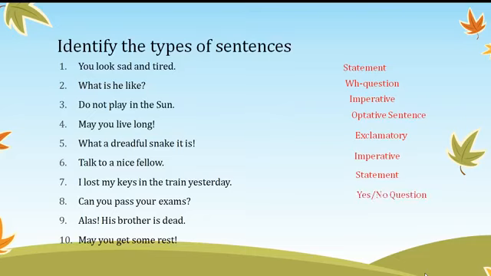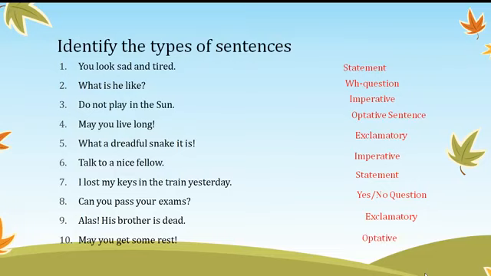Number 8: that is a yes/no question or interrogative sentence, because it ends with a question mark. It can be said to be a yes/no question because it starts with a helping verb, that is "can", and at last a question mark. Number 9: that is an exclamatory sentence, because there is "alas", and the exclamation mark. You might know that: alas, hurrah, oh.